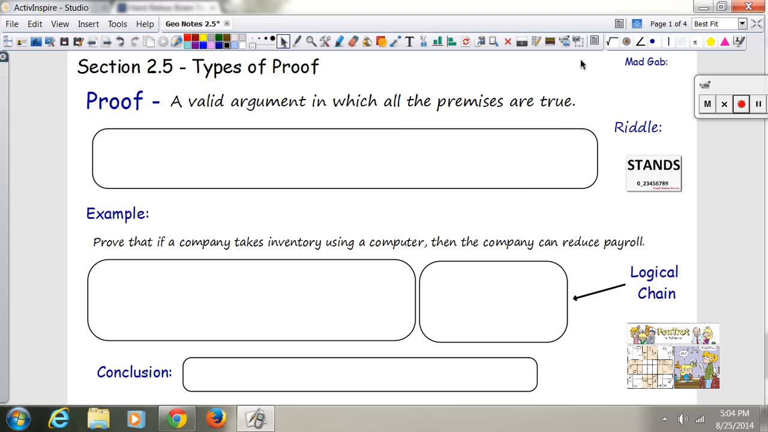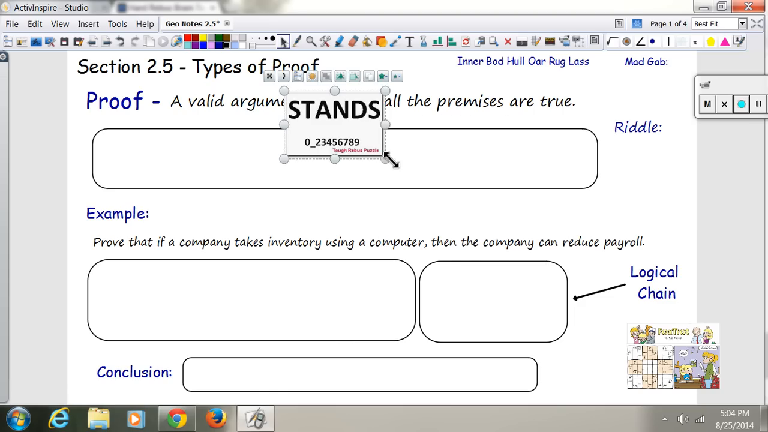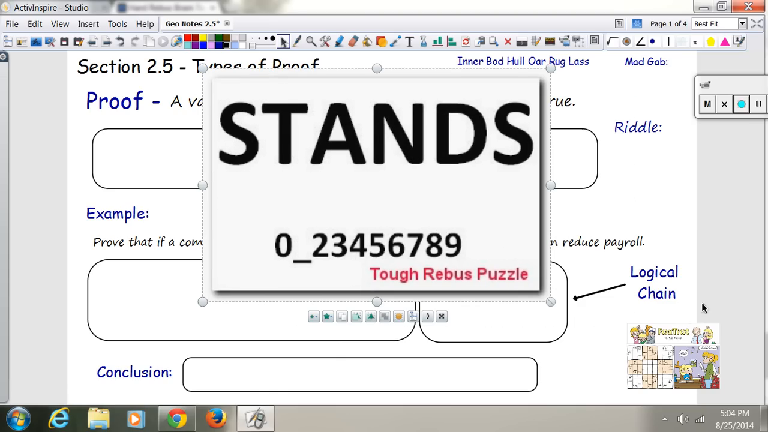Before we move on, let me go to the mad gap. There you go. Inner, bod, hull, or, rug, lass. So if you get that one, you can bring it. You can bring it on Wednesday because I'm not going to be here tomorrow. I will be on a field trip. So Wednesday, the 27th, you'll want to bring it and put it in the bucket. Don't put it in the bucket first up. They won't know where it is. And then here's your riddle. If you can figure that out, you can put that answer somewhere. But there's the riddle right there.